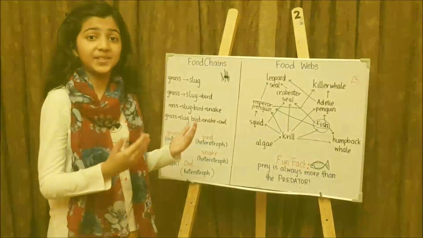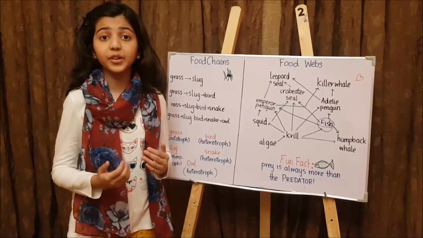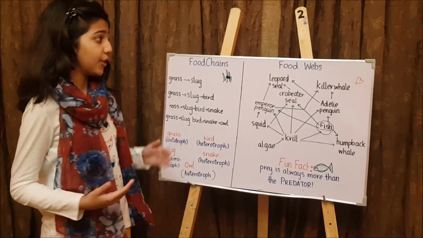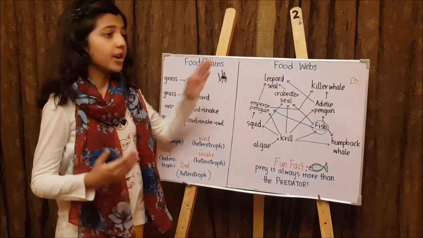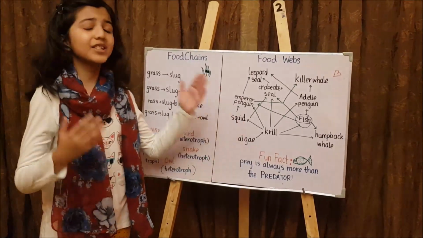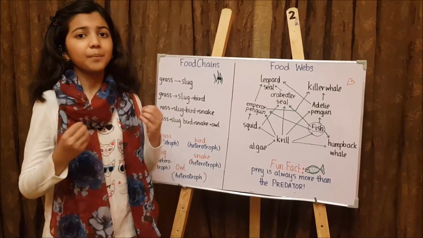Let's end our video with today's lesson summary. We have learned the difference between a biome and ecosystem. We have learned the definition of a food chain and a food web. We have learned the different trophic levels, and we have learned that the prey is always more than the predator.